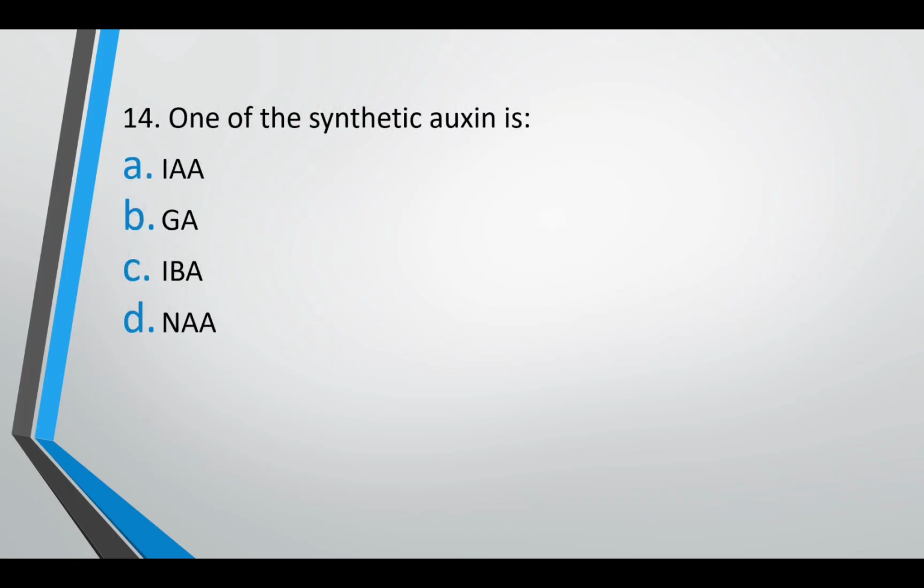Question number 14. One of the synthetic auxin is IAA, GA, IBA, NAA. The correct answer is option D. NAA is a synthetic auxin.